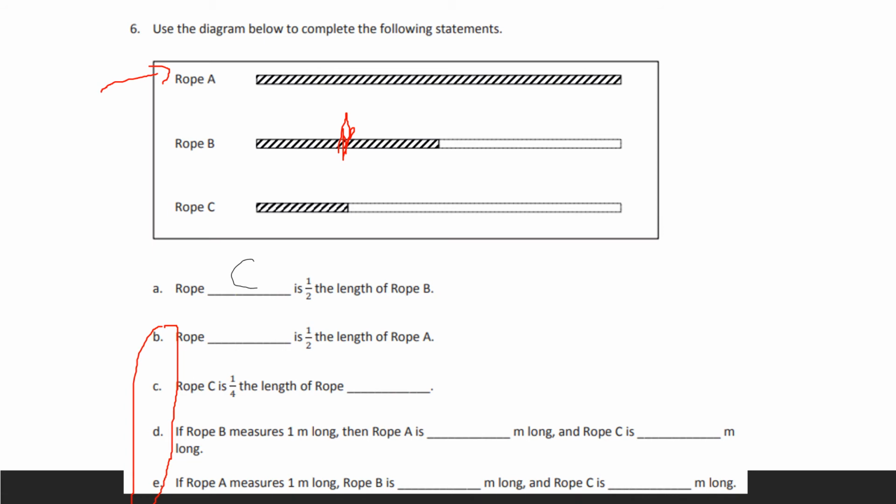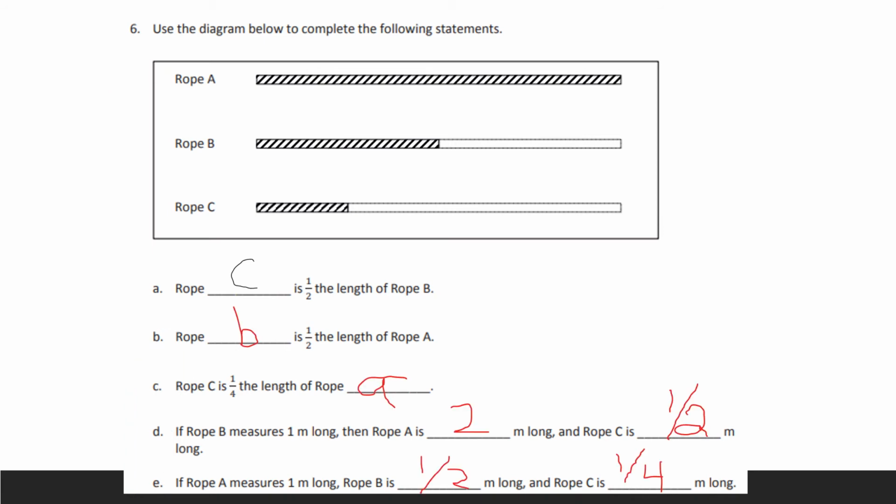All right, I'm going to go over the answers. If you need more time, remember, just press pause. So rope B is half the length of rope A, and we can see this when we go up this way right here. Rope C is 1/4 the length of rope A. So if we go here, then there's 1/4 and 1/4.